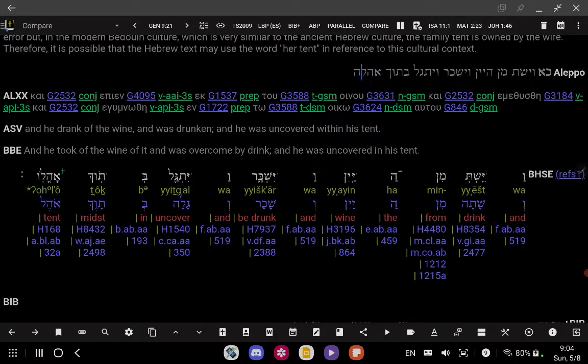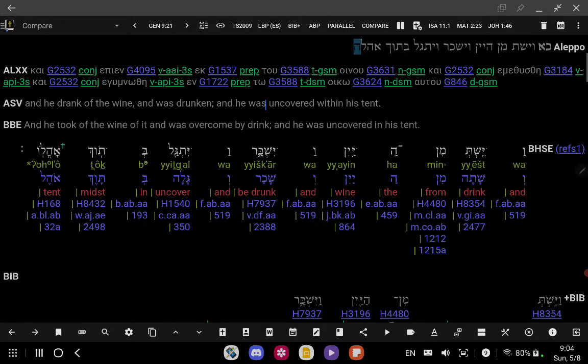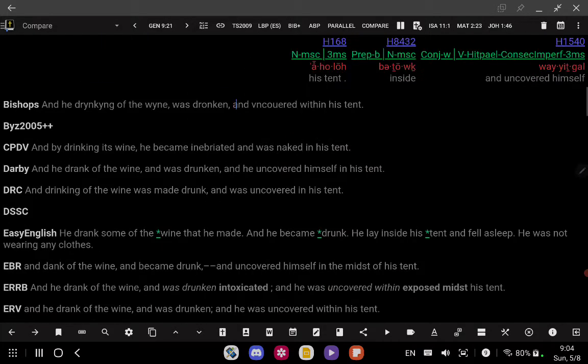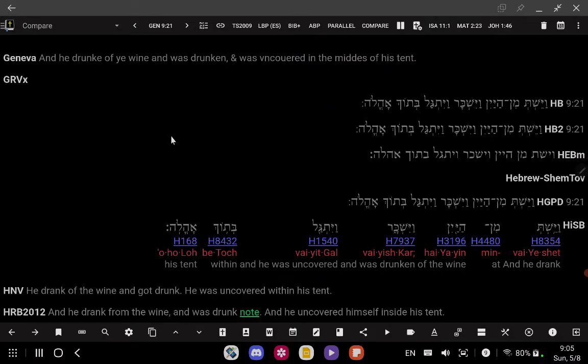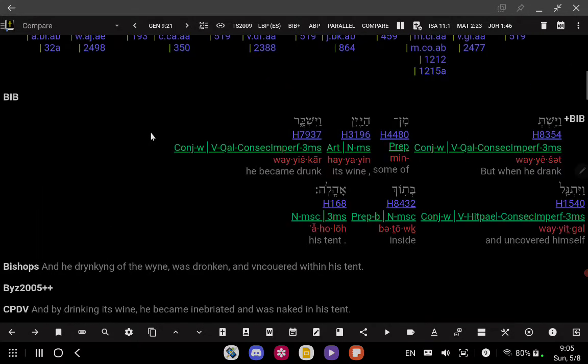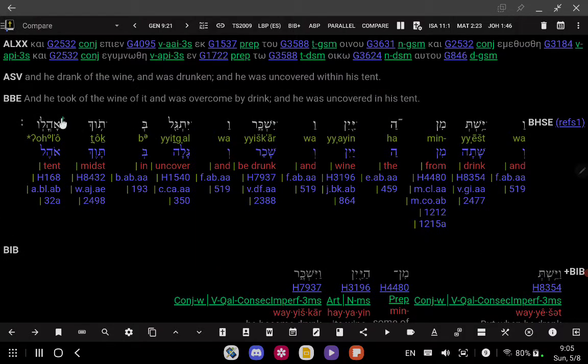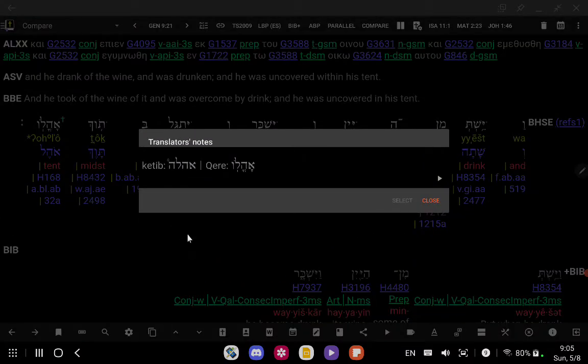You've got the root of the word here for tent, but at the end, it's got this H, and H is the suffix for her. And you start to see this over here. You've got ohlo, and then you've got ohla. So which is it? Well, let me see if I can find where it's got this. Let me click on this, and I'm going to show you something called the Korei Ketiv.